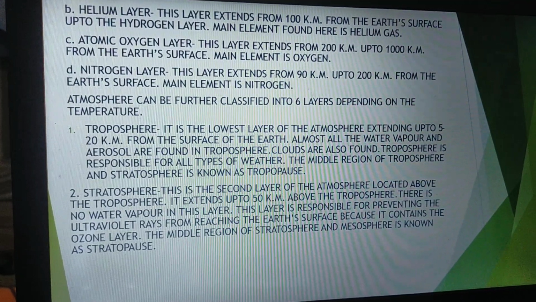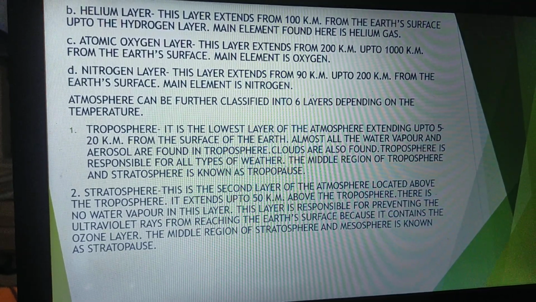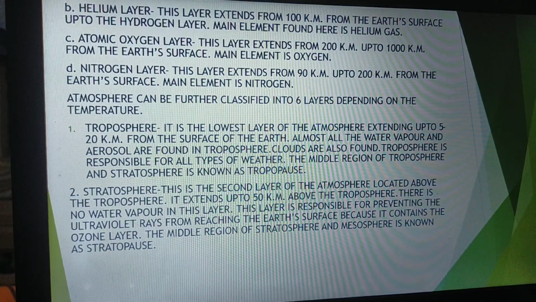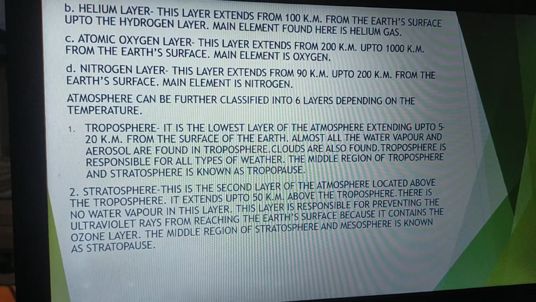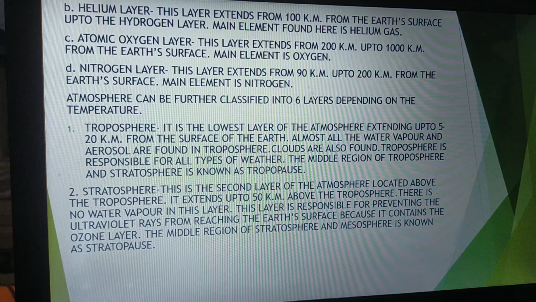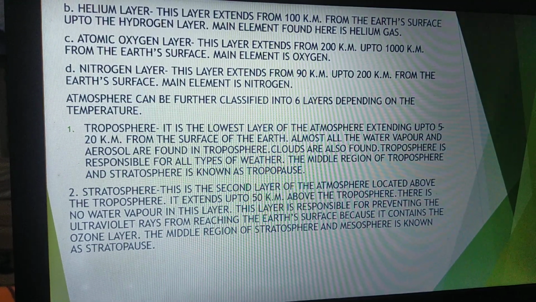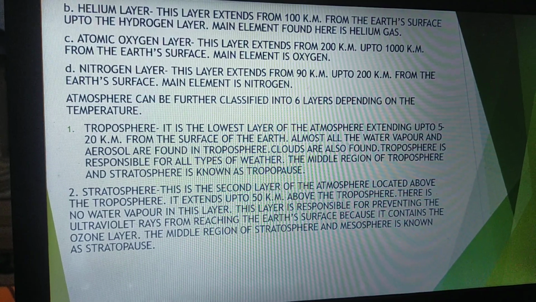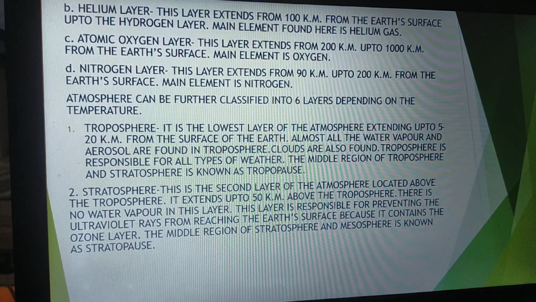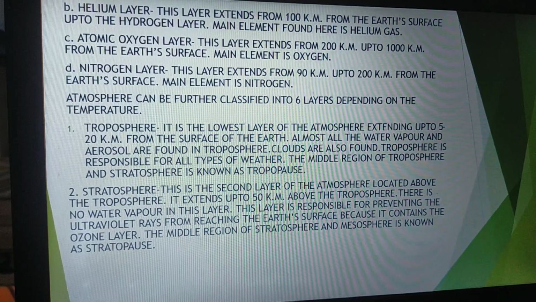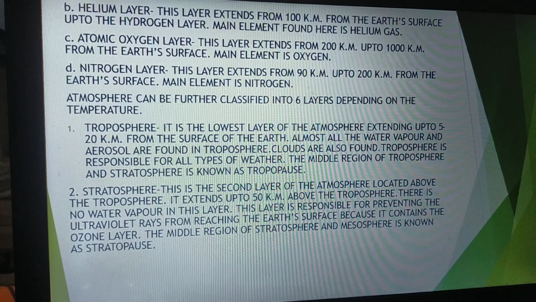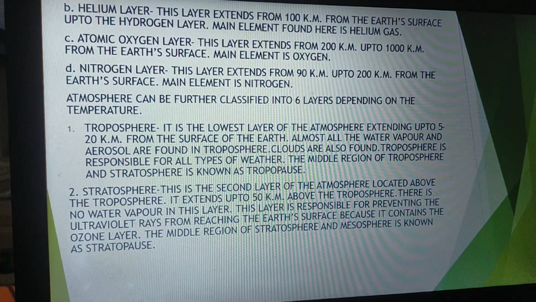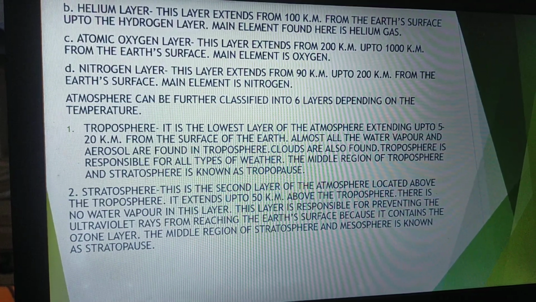Now the atmosphere can be further classified into 6 layers depending on the temperature. First is the troposphere. The troposphere is the lowest layer of the atmosphere, extending up to 5 to 20 kilometers from the surface of the earth. We live in the troposphere actually. So almost all the water vapor and aerosol are found in the troposphere. Clouds are also found. The troposphere is responsible for all types of weather.